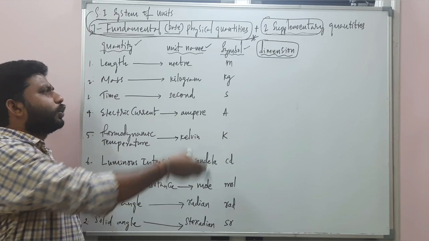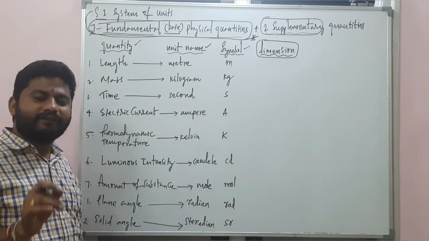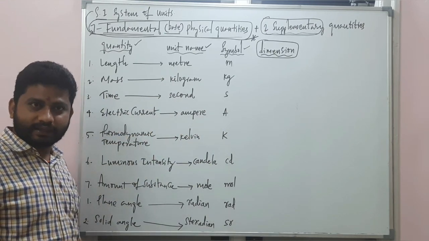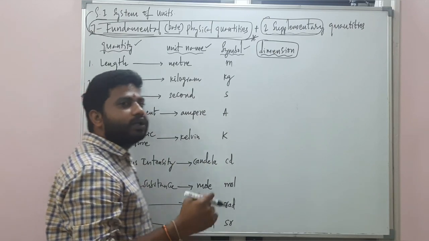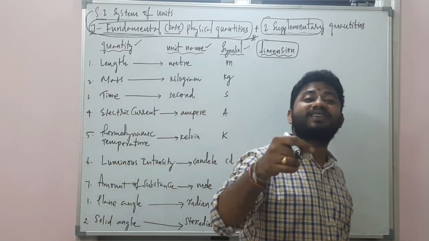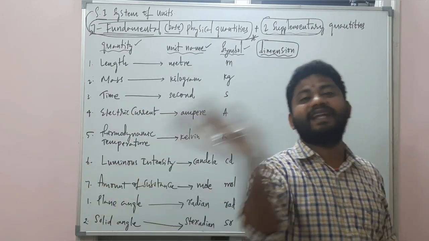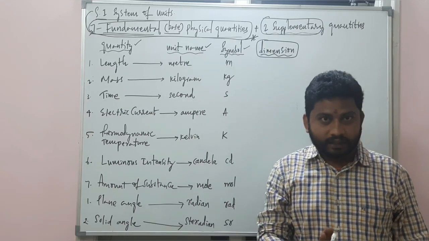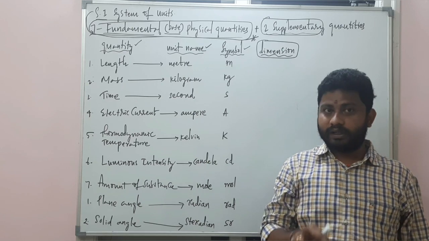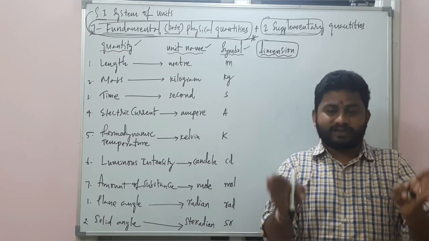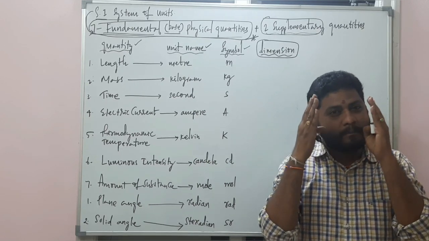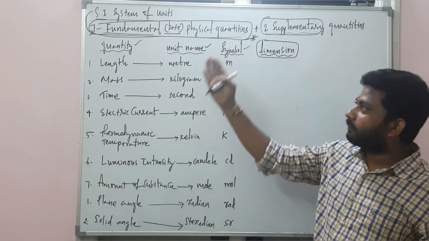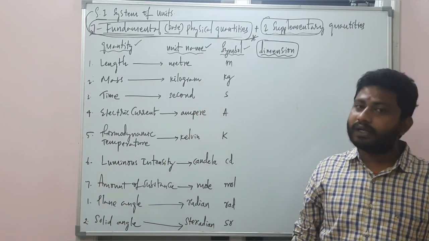Now, let's quickly recap the previous topic. 7 fundamental physical quantities are there. A fundamental quantity means a quantity which is independent of any other physical quantity. That's called a fundamental physical quantity. You know the derived physical quantities also, but I'm not talking about derived physical quantities. We are completely concerned about the fundamental quantities now.